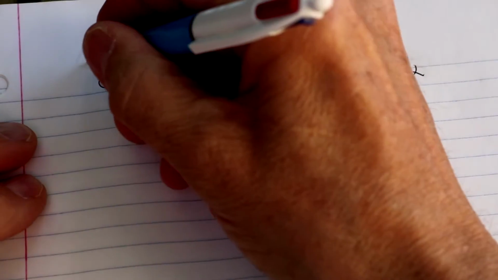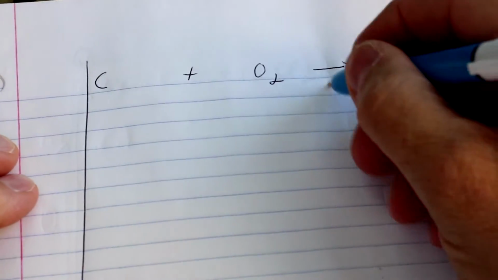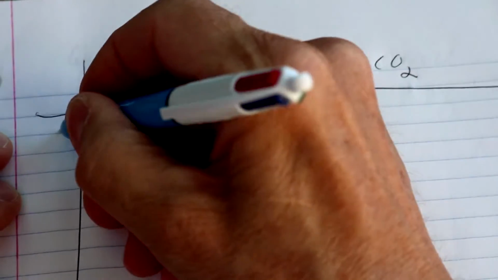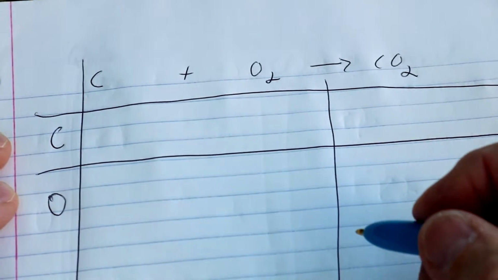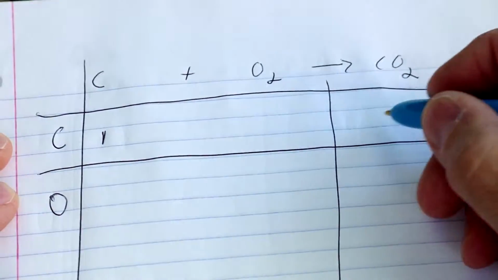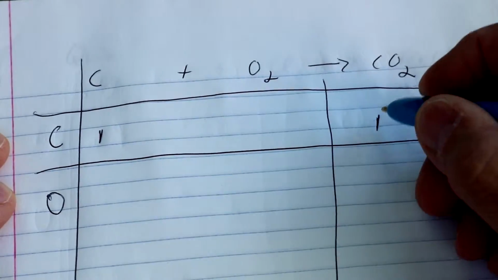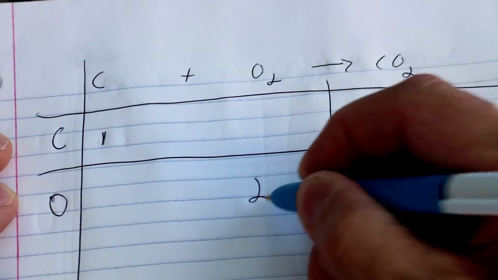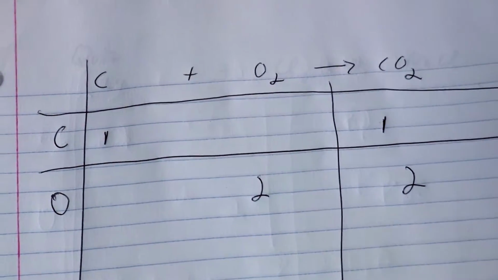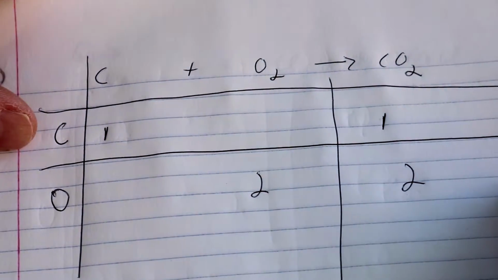Alright, here we go. We're going to make our chart. We'll make a row for the carbon. Make another row for the oxygen. Take our inventory. We have 1 carbon here and 1 carbon over here. We have 2 oxygens here and 2 oxygens here. You're done. Right, this one was already balanced.